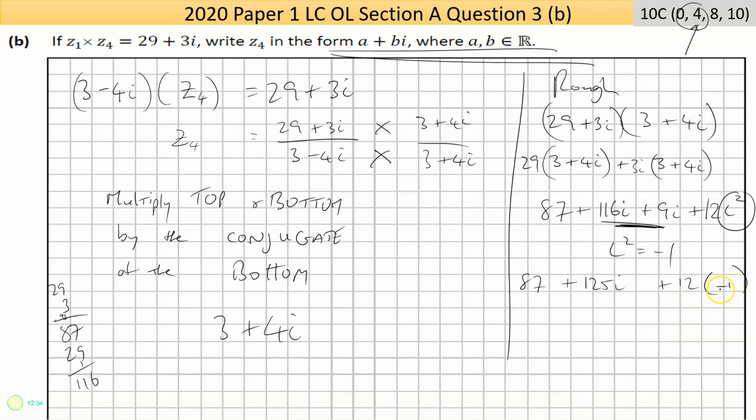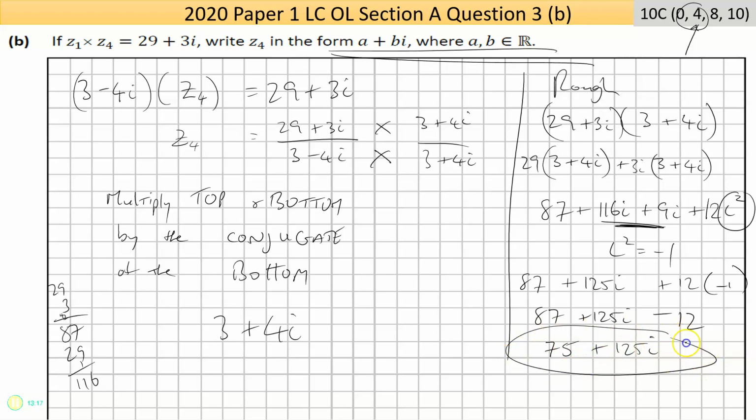Now I've created a problem though. This is a bracket, needs to be resolved. So all I'm doing right here is doing that. Plus by minus is minus, 12 by 1 is 12. Now I can subtract them. So 87 take away 12 is 75 plus 125i.